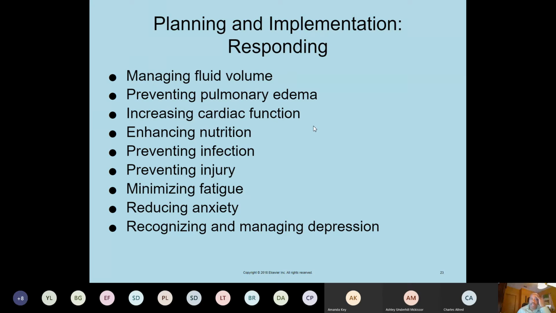And so we're basically trying to manage the fluid volume, prevent pulmonary edema from fluid overload, increasing the cardiac function. What do we give? We give afterload reducers, may give even preload reducers. We're enhancing their nutrition, preventing infection, preventing injury, minimizing fatigue, reducing anxiety, and also recognizing and managing depression. So I'll let you go ahead and read this information as well. Pretty straightforward, what I've written here for you.